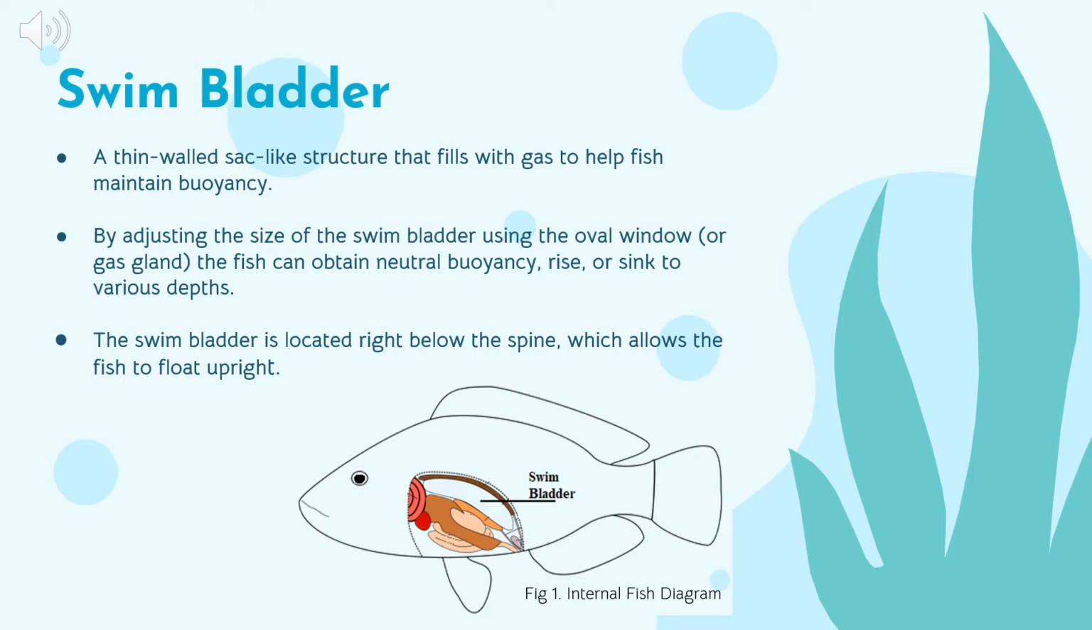By adjusting the size of the swim bladder, the fish can obtain neutral buoyancy, meaning it will float in place. It can rise or it can sink. The swim bladder is located right below the spine of the fish, which also helps the fish float upright and not tilt in an odd direction.